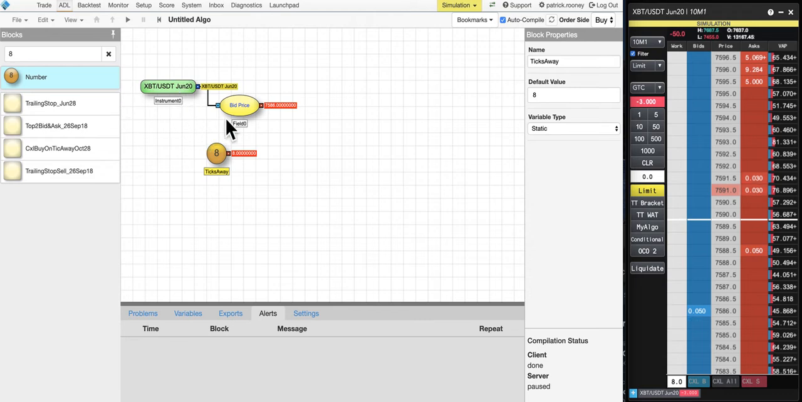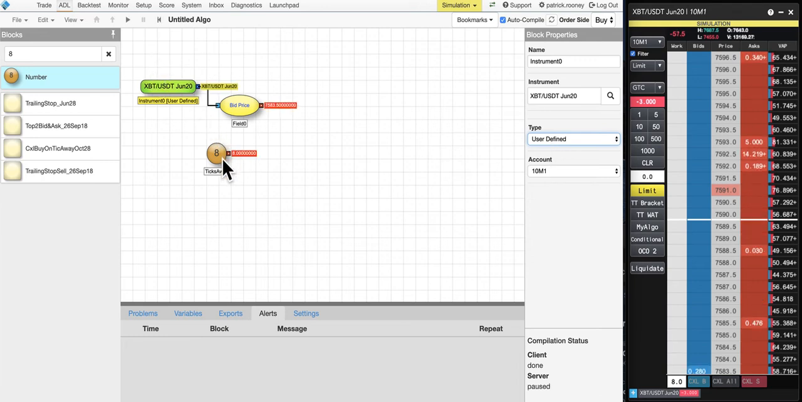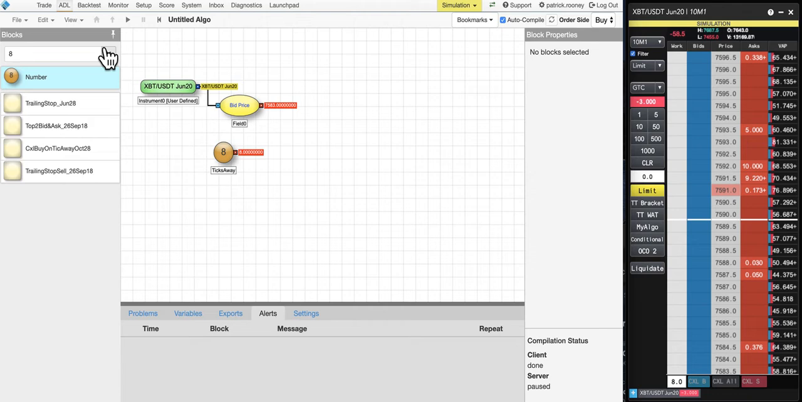Now I need to find out, how does this instrument tick? I know this ticks in halves, but you don't always know that. So since you don't always know that, you want to make it dynamic. Actually, I'm going to switch this contract to dynamic too. I call it user defined. I can change this every time I run the algo, but I'm going to do that again throughout.